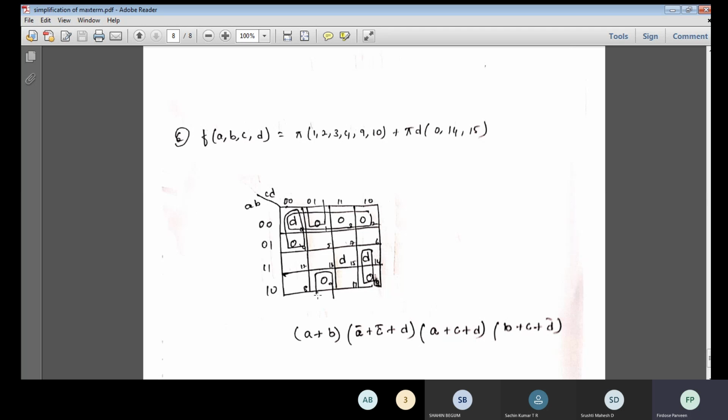0 is still here, which I have not grouped. So what is adjacent here? 1 is also adjacent here. There is no 0 or don't care terms in the adjacent cell. There is only here. So I'll be grouping 9 and 1. So when I'm grouping 9 and 1, what I'll be getting here, it is B. Okay, corresponding column, what I'll be getting, it is C plus D bar. So B plus C plus D bar.